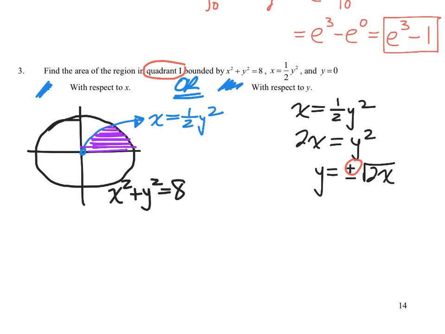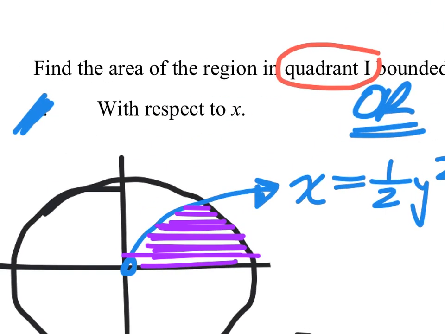If I go with respect to y, it's the difference between the two curves. I can write that out right now. I would have to solve this equation for one variable in terms of the other, but that's not difficult. But I still need to know where to stop, because if I'm doing it with respect to y, I'm starting at 0 and working my way up until I get to this intersection point. One way or another, I need to know what this point is.